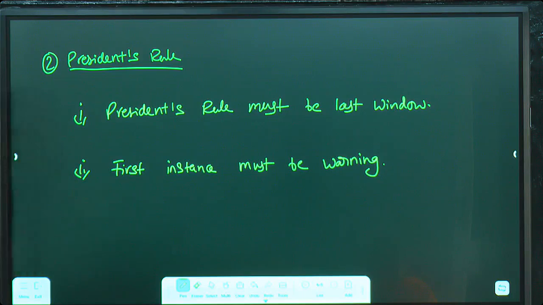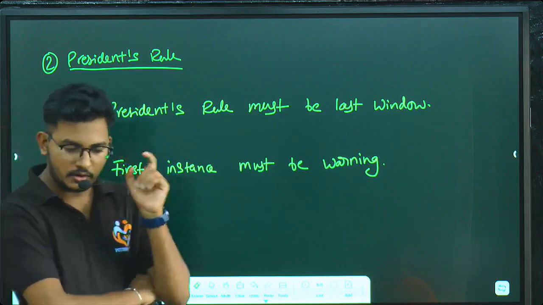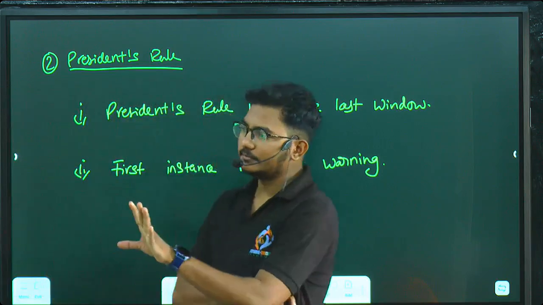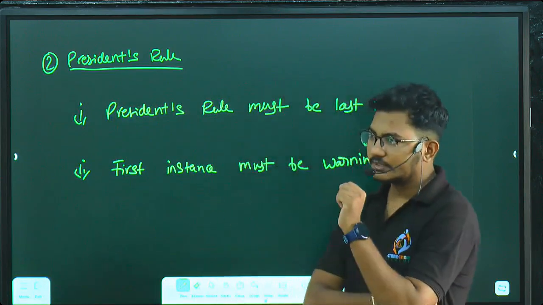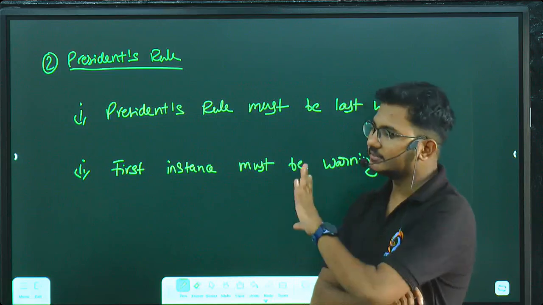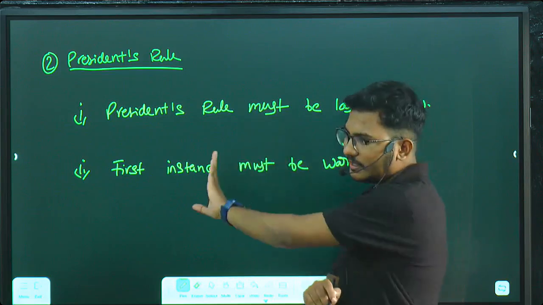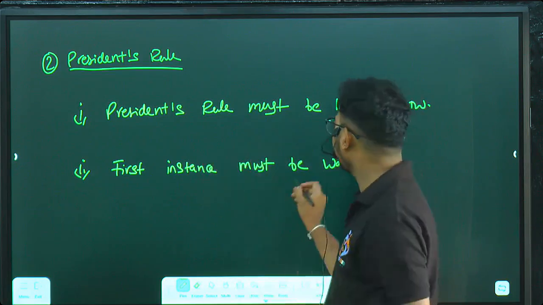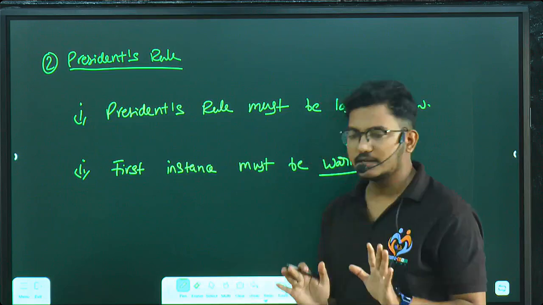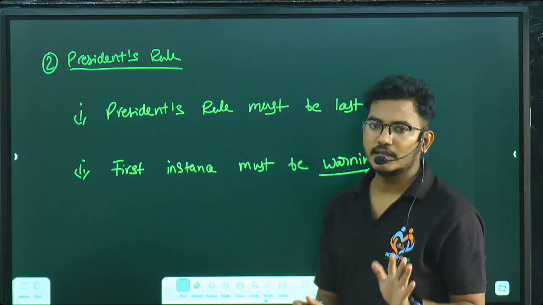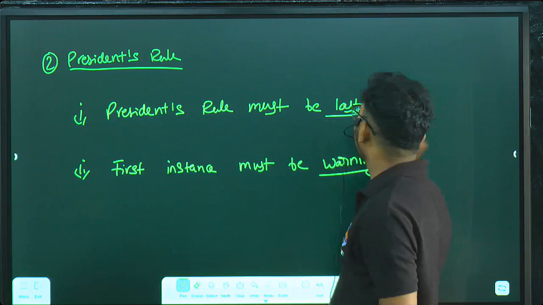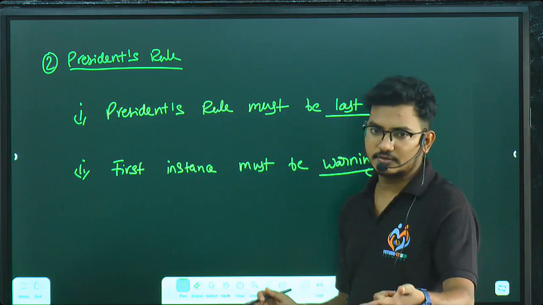First instance must be warning. This is when they are not following the constitution, or if central is giving some instructions, if state is not following, then these two things will be applicable. First, they have to give the warning. If state government is not listening to the union, then they can go with president rule as a last window.